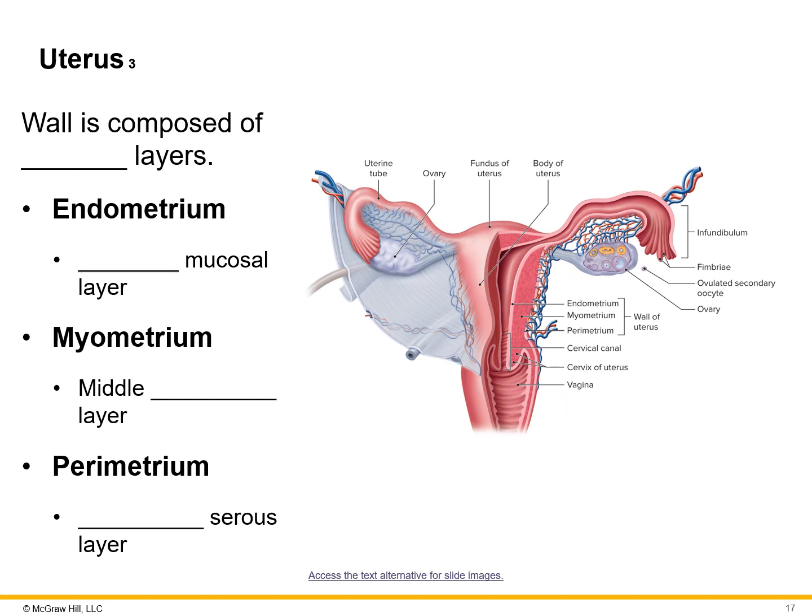So the wall of the uterus is going to be composed of three layers. It's made up of the endometrium, myometrium, and perimetrium. So remember that endo means inner. So this is going to be the inner mucosal layer. The myometrium, myo means muscle. So this is the middle muscular layer, and I would highlight that one. And then perimetrium, peri means around, so it is going to wrap around the uterus. It is going to be the outer serous layer.